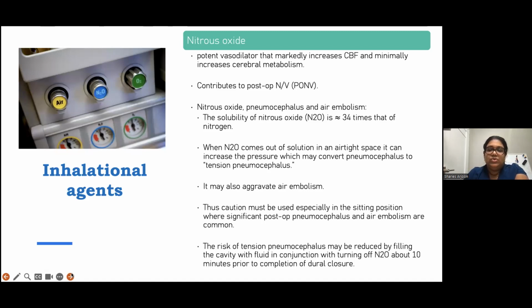may convert a pneumocephalus to a tension pneumocephalus. It may also aggravate air embolism. Thus, caution should be used, especially in the sitting position, where significant post-op pneumocephalus or embolisms are common. The risk of tension pneumocephalus may be reduced by filling the cavity with fluid in conjunction with turning off the nitrous oxide about 10 minutes prior to completion of dural closure.